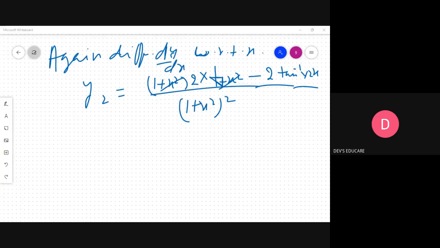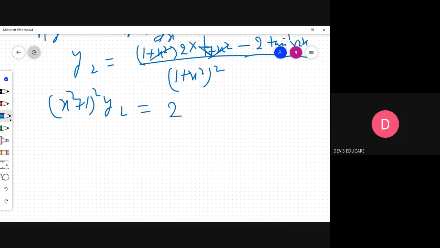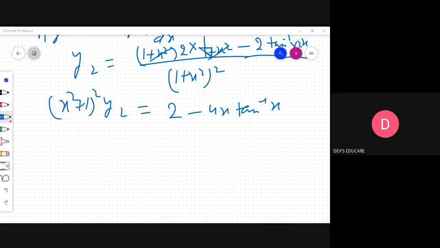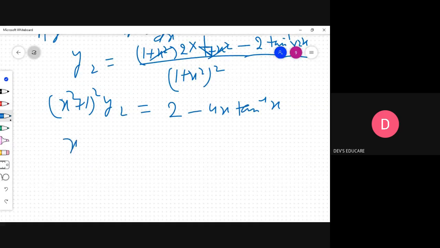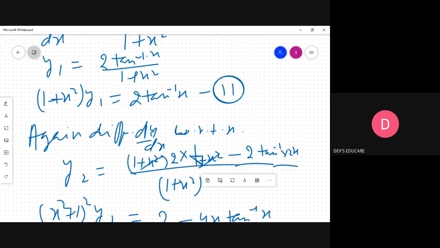So, transposing this to left hand side, (x square plus 1) whole square y2 equals to 2 minus 4x tan inverse x. So this will be (x square plus 1) whole square y2 plus 2 into 2x tan inverse x equals to 2. And 2 tan inverse x is (1 plus x square) y1.